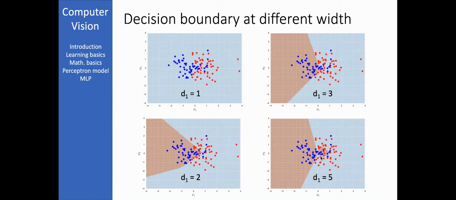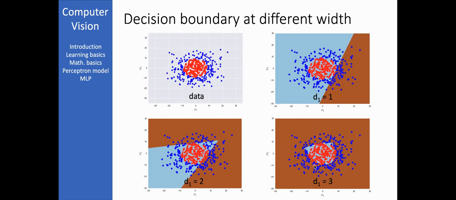Now, maybe this example is not very illustrative of what's coming, but let's look at this one here. My data is quite complex. I see that actually one class is surrounded by the other class in the feature space. So when I use D1 equals 1, again, I'm unable to solve this problem. If I use D1 equals 2, I create a nonlinear decision boundary, but I also see that it's not exactly very good. I don't separate them well enough.